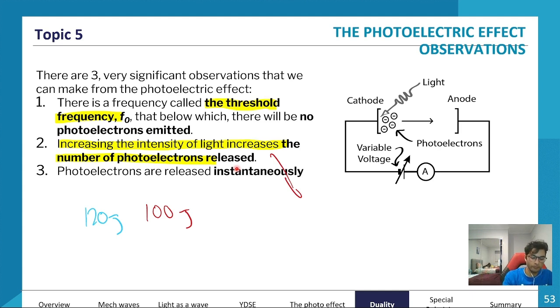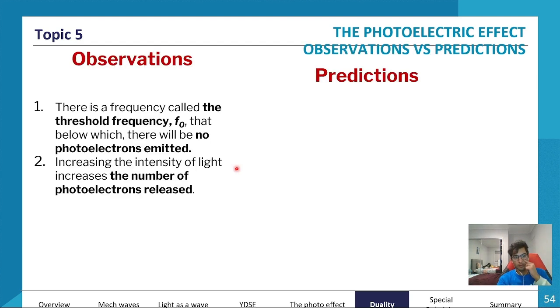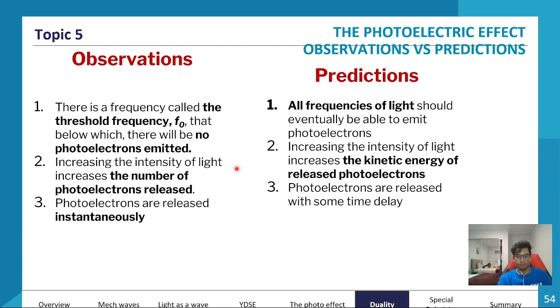And he saw that the photoelectrons were released immediately. And the reason this is shocking is because at the time, these were the predictions. At the time, it was thought that, according to their knowledge of light, every single frequency of light should be able to emit photoelectrons. Frequency is essentially the color of light. So they thought every single color of light should be able to produce photoelectrons.